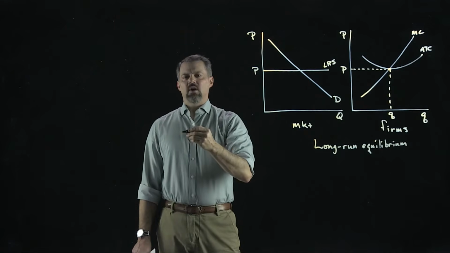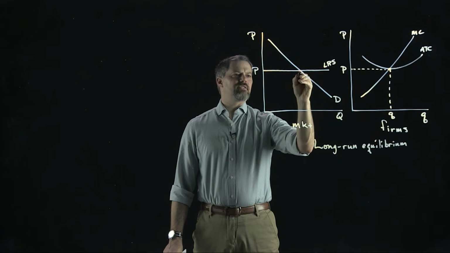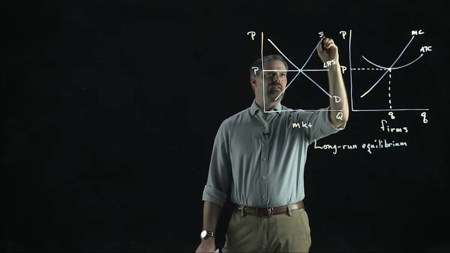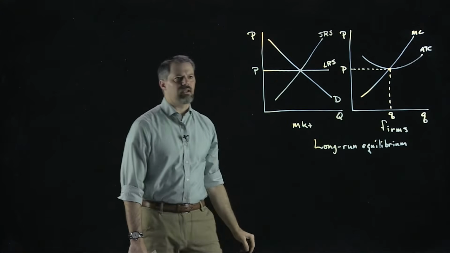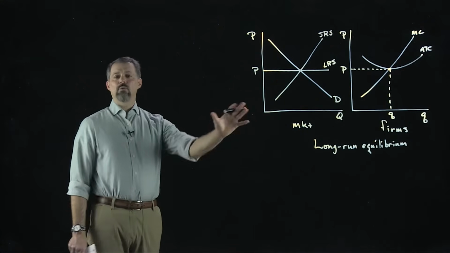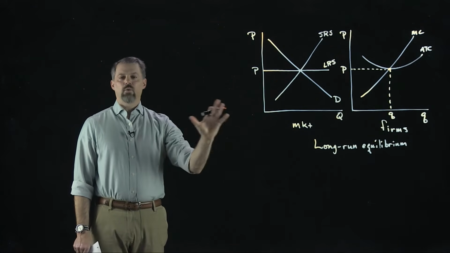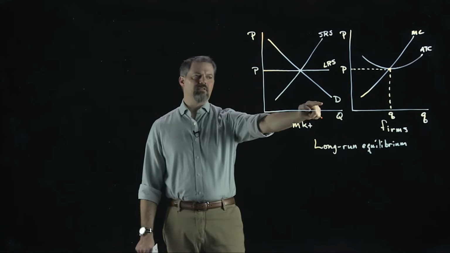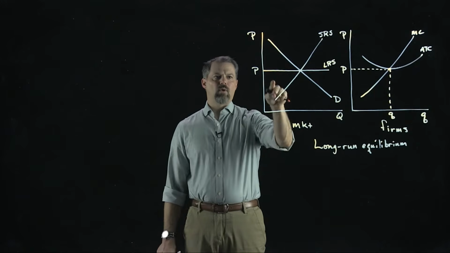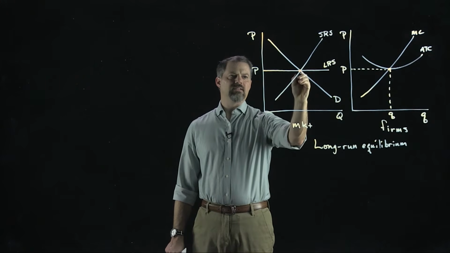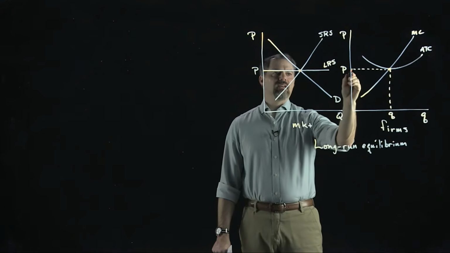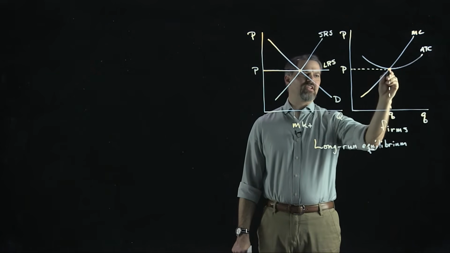Our short-run market supply curve needs to intersect right here. So if our short-run market supply curve is right there, let's call that short-run supply. Now we're going to be in a situation where nothing's going to be happening. As long as the demand curve doesn't shift, then our price is going to be this price. The firms are going to react to that price, and at that price they produce this quantity.